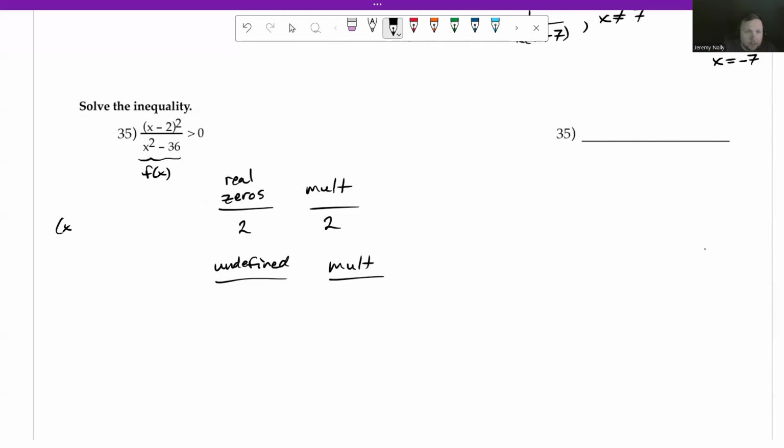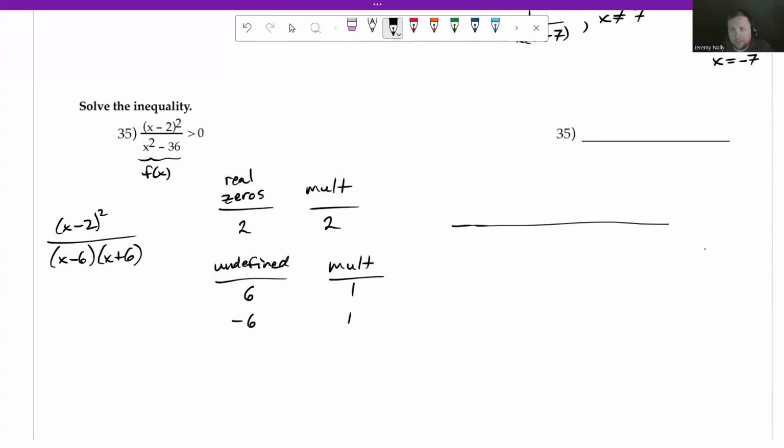So then the top is factored, the bottom, that's the difference of two squares, so we can factor that and rewrite it as x plus 6 times x minus 6. So we can see it doesn't cancel or anything, so it's already in lowest terms. And we have it being undefined at positive 6 and at negative 6, and each one of those has a multiplicity of 1.